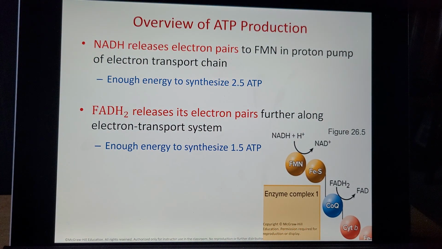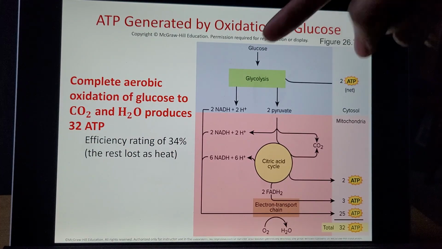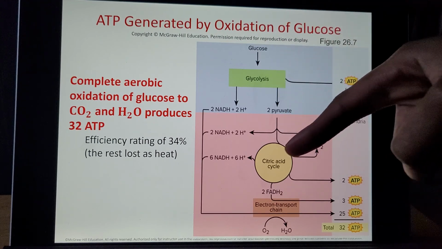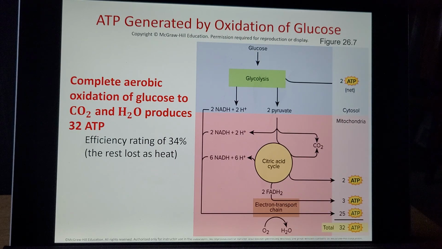Okay, so again, these are our different coenzymes, focusing on what their individual contributions are. Our complete breakdown, going from glucose through glycolysis, through our citric acid cycle or Krebs cycle, and through the electron transport chain, we end up with 32 ATP at the end of it. And the rest of it's lost as heat, but that's okay because we need to maintain body temperature.